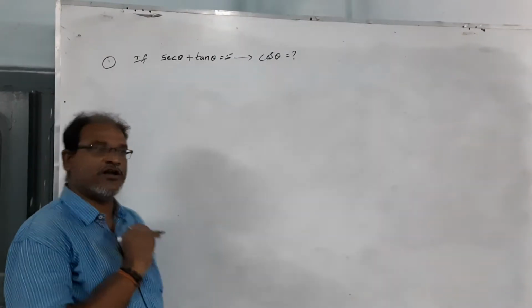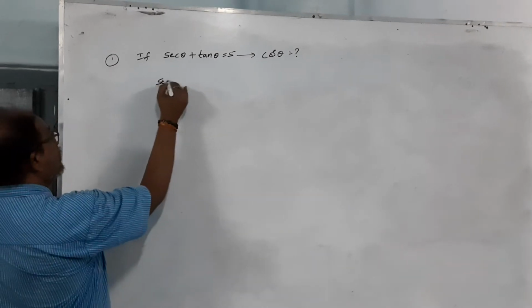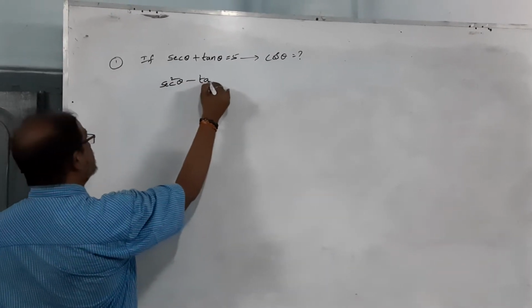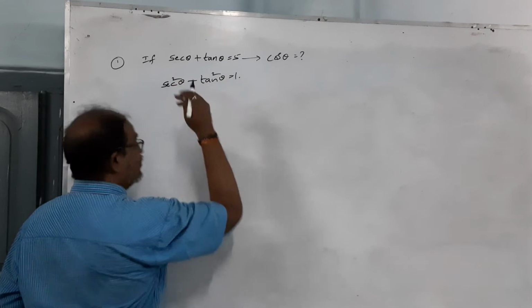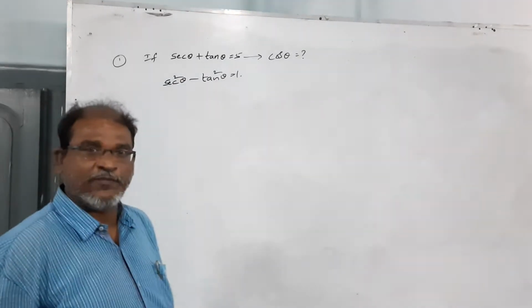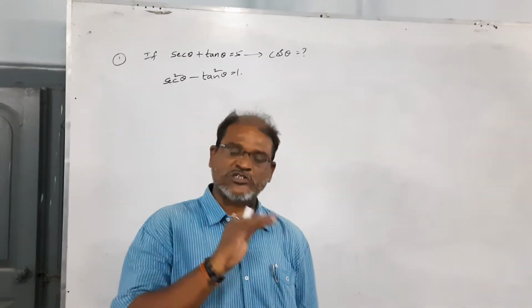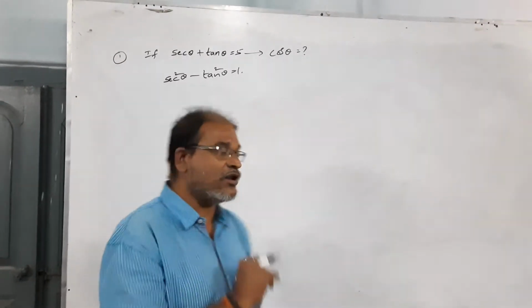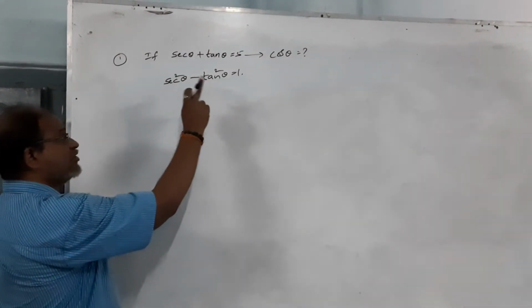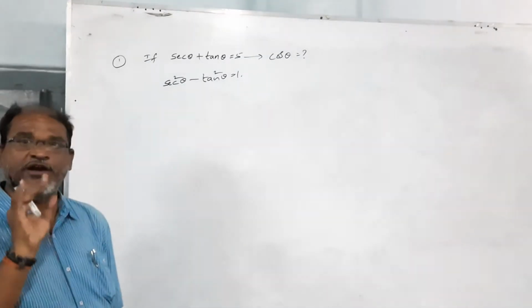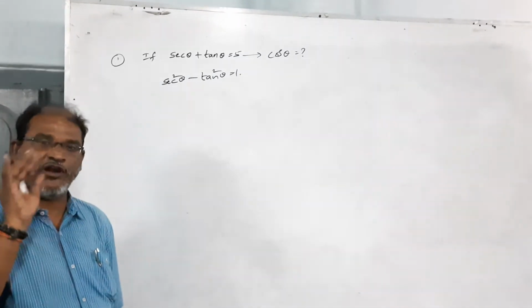We know from the identities, secant square theta minus tan square theta equals 1. Already we know the important identities: whatever theta may be, if theta is any real number, sin square theta plus cos square theta equals 1. Similarly, secant square theta minus tan square theta equals 1. This is an identity where theta belongs to any real number.